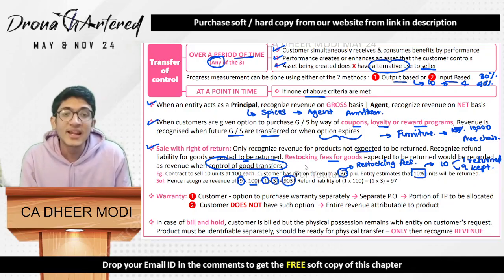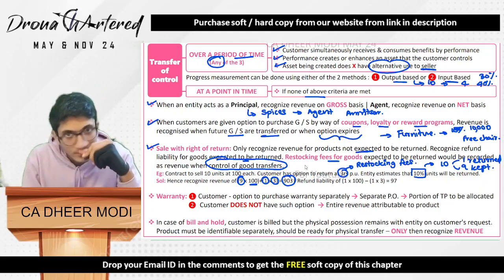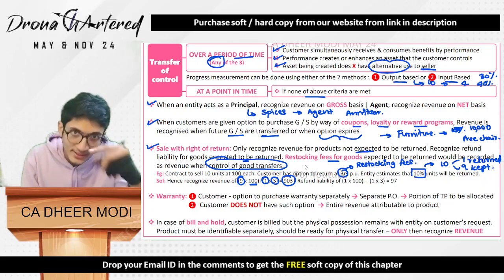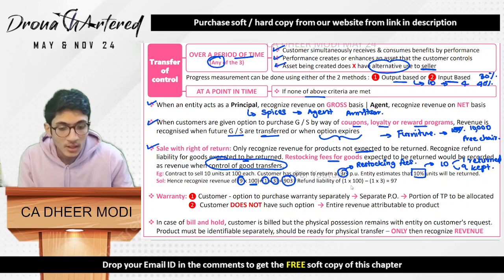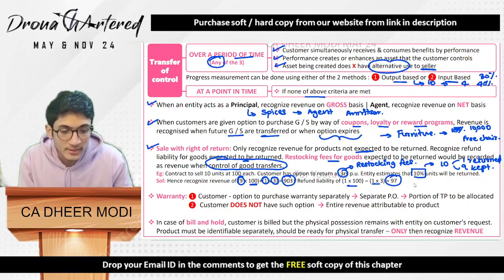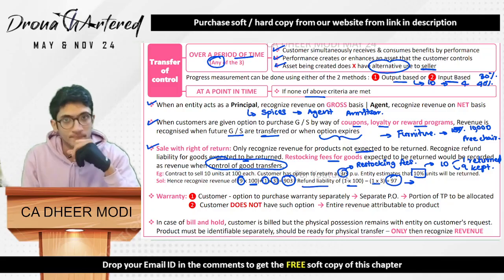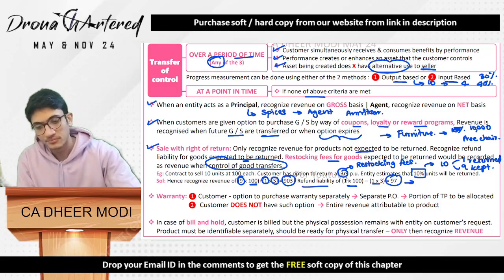And your refund liability, will you be refunding the full 100 rupees? No, because you will be cutting 3 rupees for restocking fees. So 100 minus 3, 97 rupees will become your refund liability. Great. Next.